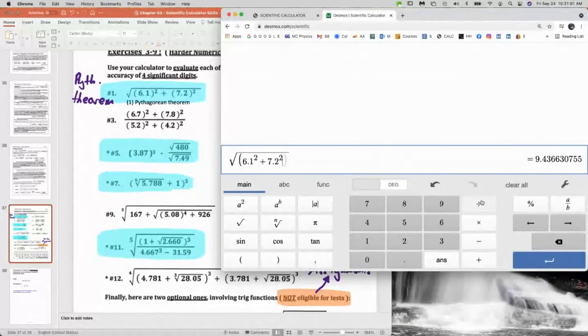Make sure you go to 4 sig figs. So the answer, I'll type my answer in the chat. Yeah, you have to truncate it. You have to cut it. So 9.437. That's the answer that I would expect, because it says in the question 4 significant digits.